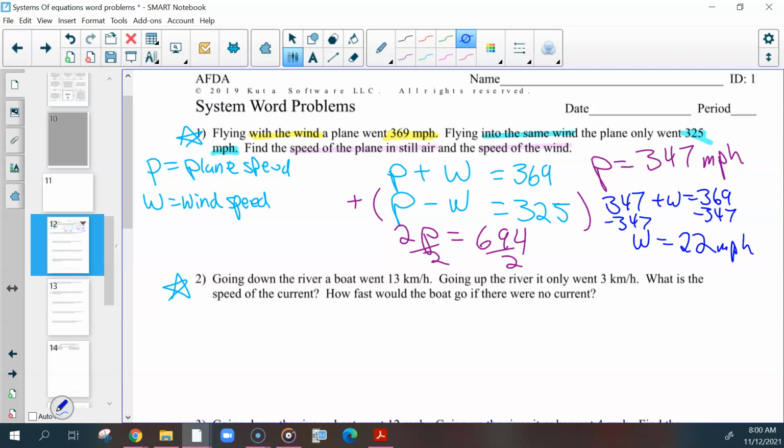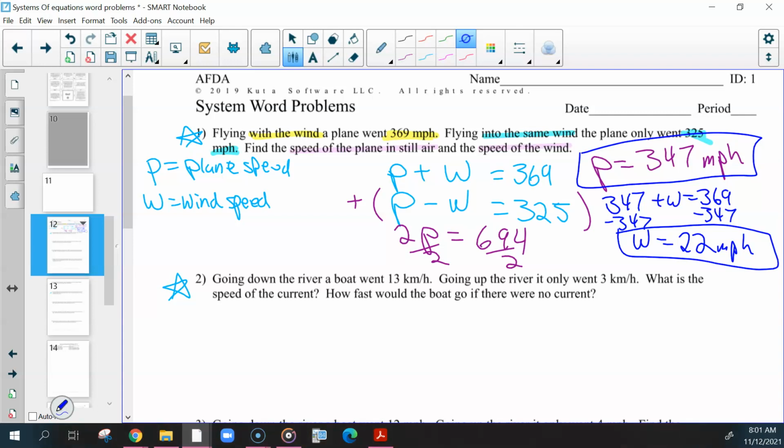When you're doing this work, if you're not doing this by graphing, do me a favor and put dots in your answers or circle them so that I know these are your final answers, because it could get lost in your work somewhere. So flying with the wind, add. Into the wind, you're going against the wind, so subtract. Do we have questions on that one?